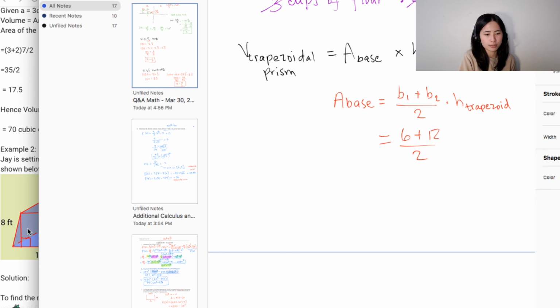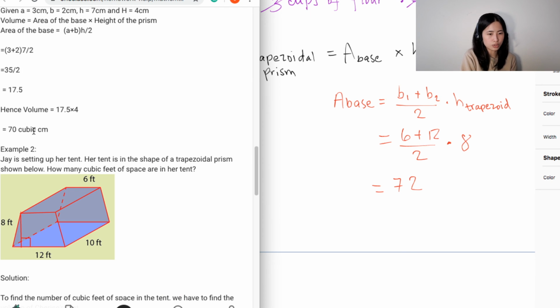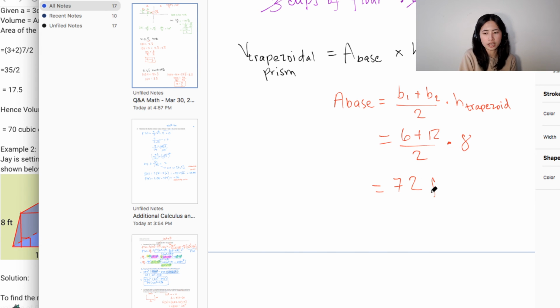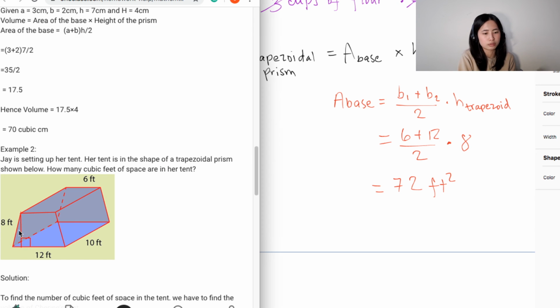And then the height of the trapezoid, as I mentioned, is actually 8, so you're taking this times 8. So we know that this is 6 plus 12 divided by 2 times 8. That's going to be 72. And let's see what units they're using. They're saying it's feet. Because we know it's units of area, therefore this is square feet. So it's 72 square feet, but we're not yet done because we need to find the height of the prism and multiply that to get the volume of the trapezoidal prism.